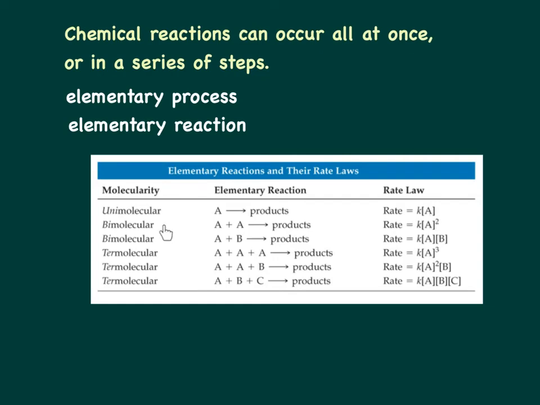A bimolecular reaction could involve two of the same types of molecules or two different types of molecules. And you can see what the rate laws would look like for that. And maybe you've noticed that if you know the molecularity of the process, that will also tell you what the order of the reaction is. Unlike the coefficients in the balanced equation, which do not tell you what the order of the reactant is.